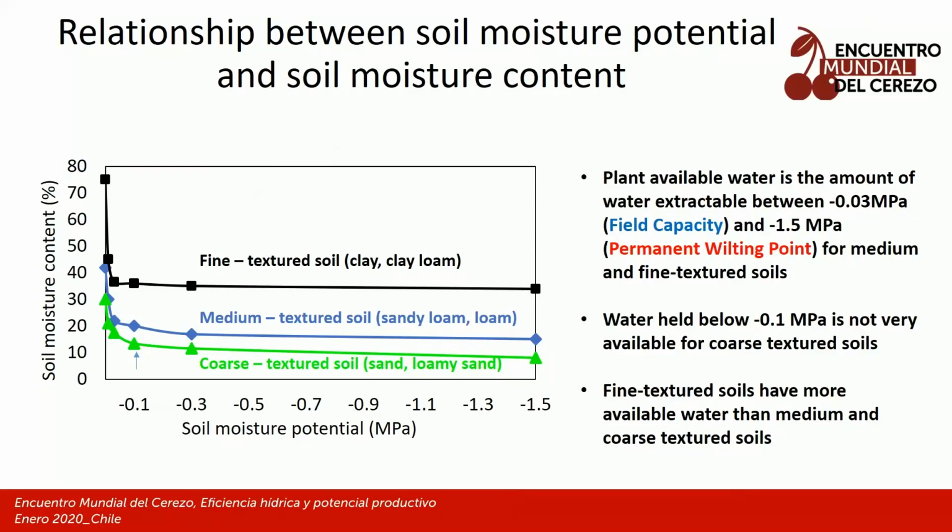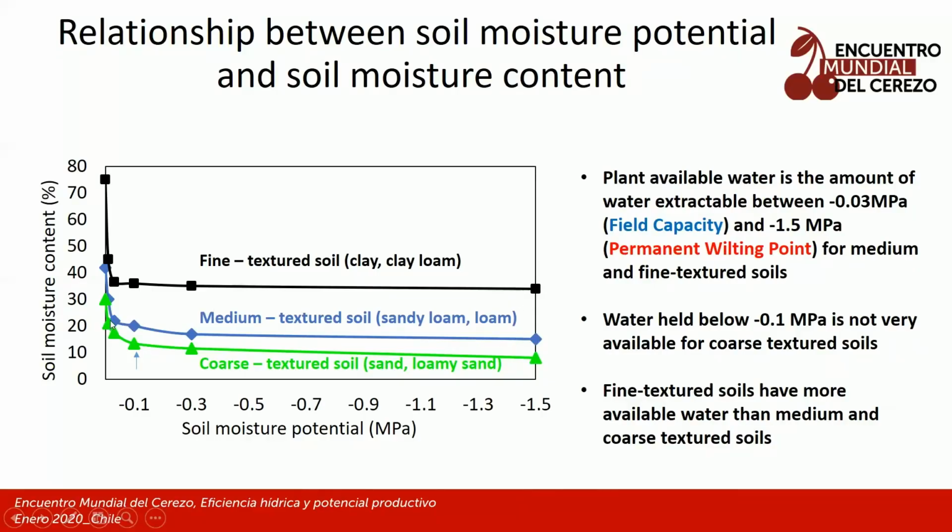For example, between minus 0.03 megapascals, which is called field capacity, and minus 1.5 megapascals, which is called permanent wilting point. And this really applies to fine textured and medium textured soils.